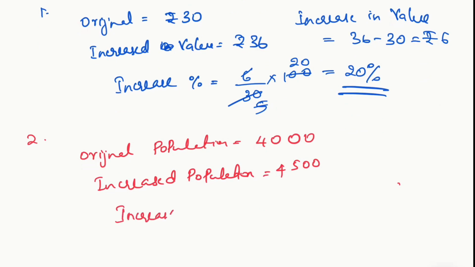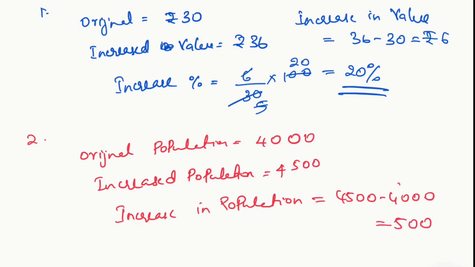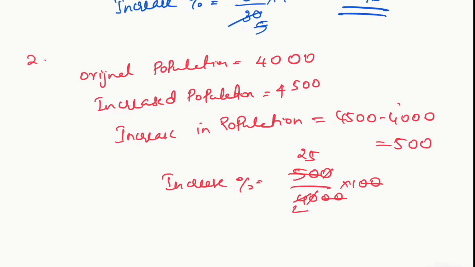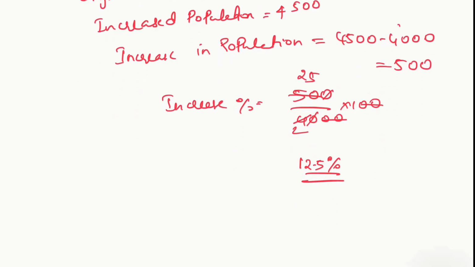So what is the increase in population? Increase in population is equal to 4,500 minus 4,000, that is equal to 500. So increase percent equals 500 by original population 4,000 into 100. Cancel. 2 times 25, so 25 by 2 is 12.5%. Hope it's clear.